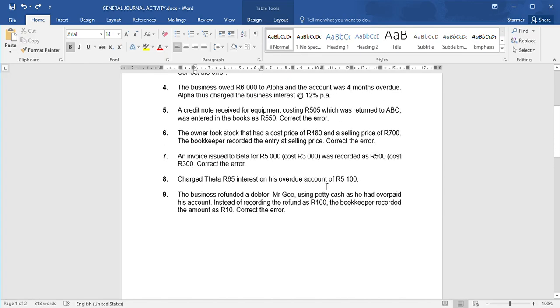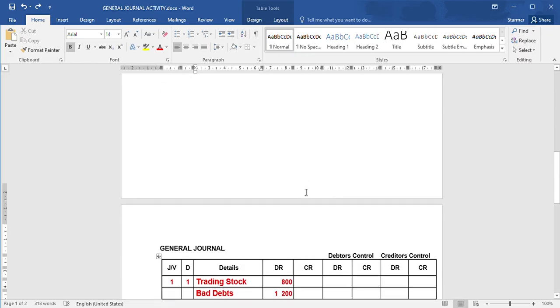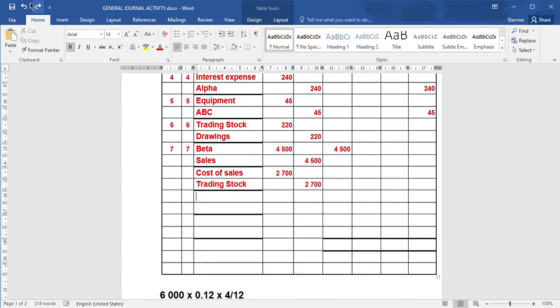Okay, then the next one. Charge Theta 65 rand interest on its overdue account. If you charge a debtor interest, that increases the amount that is owed by Theta to the business. So we debit Theta's account in the debtors ledger as well as in the debtors control account. And then interest income, once again, as the name suggests, is an income, and that income is increasing.